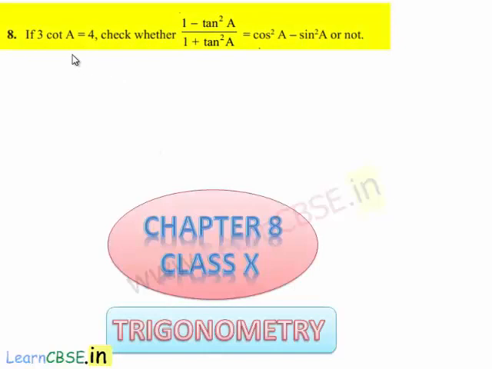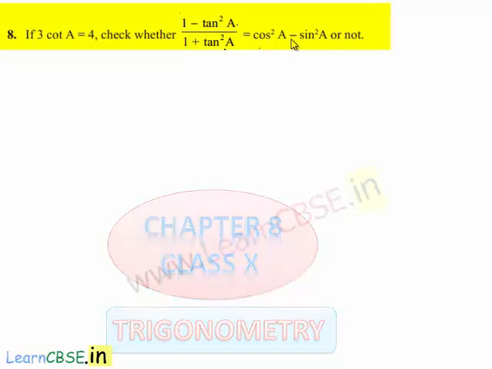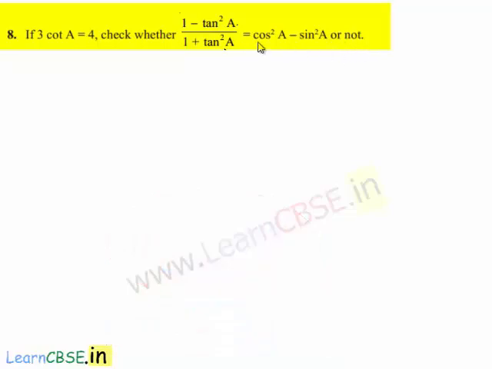Moving on to the 8th question. If 3 cot A is equal to 4, check whether (1 minus tan square A) by (1 plus tan square A) is equal to cos square A minus sin square A or not. Now moving on to the solution.